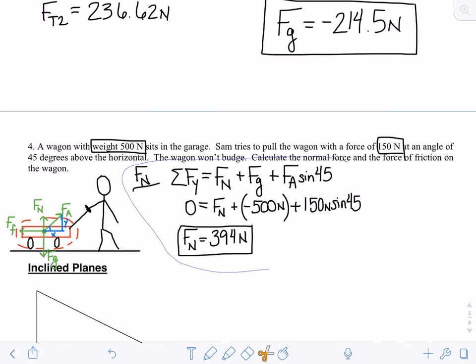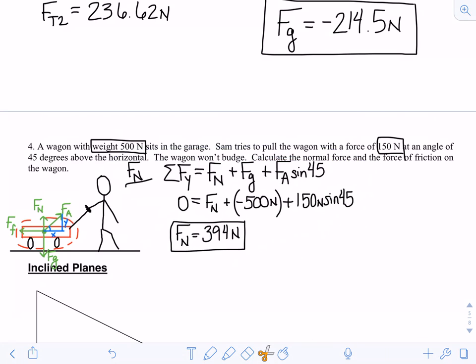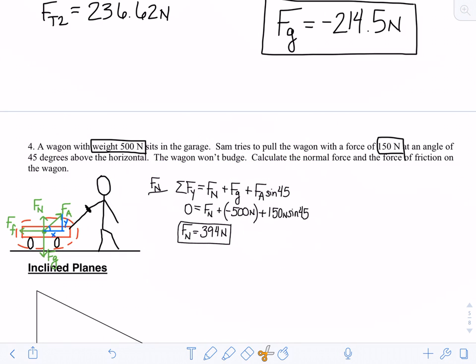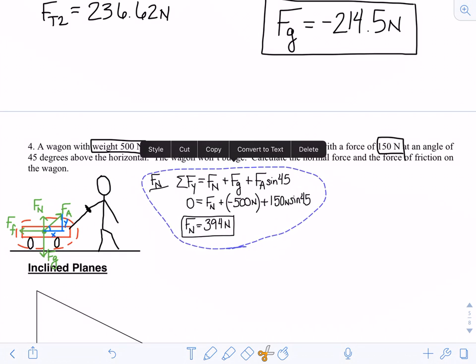Now let's find the force of friction. Right? Now that we have found the normal force, let's find the force of friction as well. Can I? Oh yeah, there we go. That's how you make it smaller. All right.